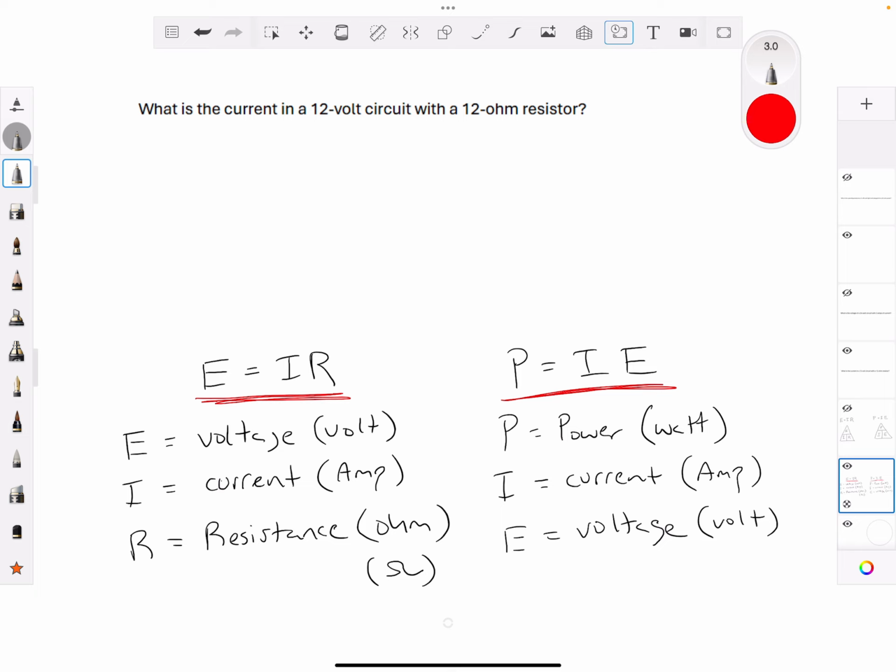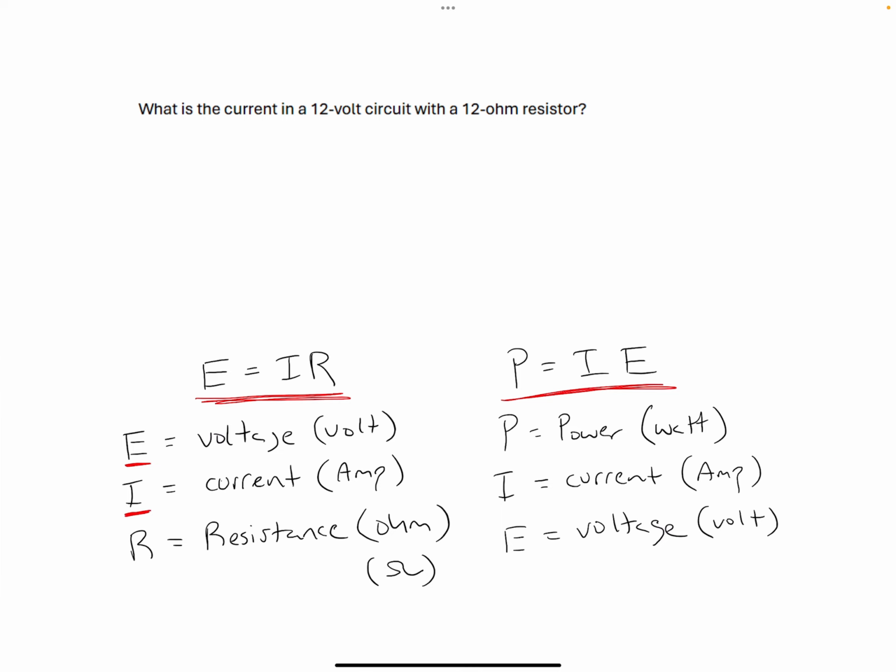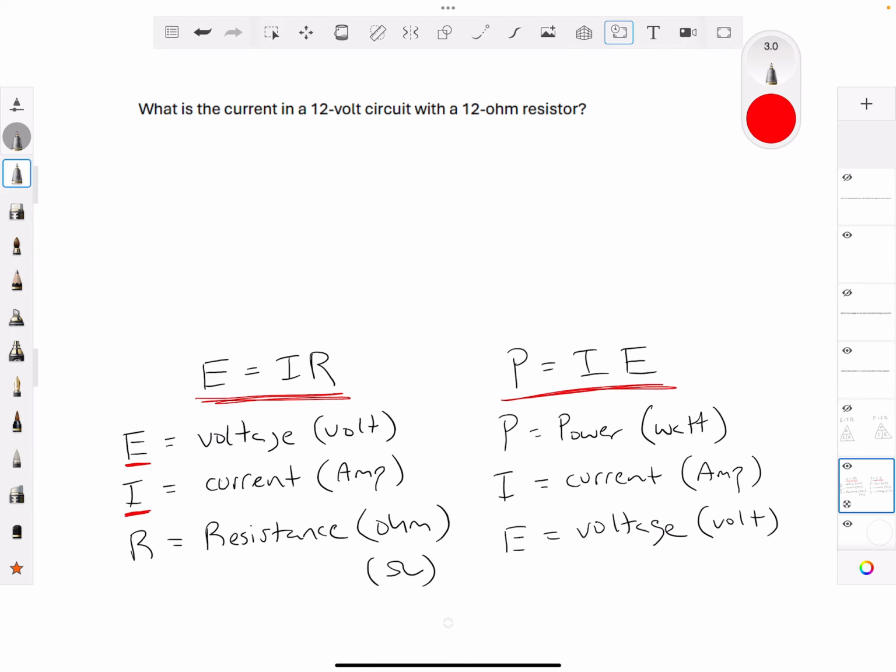So the E is for voltage. Voltage has a few different names. You can call it voltage, you can call it electromotive force, you can call it potential difference. That's where the E comes from, electromotive force. Current is I, and it has another name, intensity. It's not common anymore, but that's where that variable comes from. And then R is resistance. So that's ear.